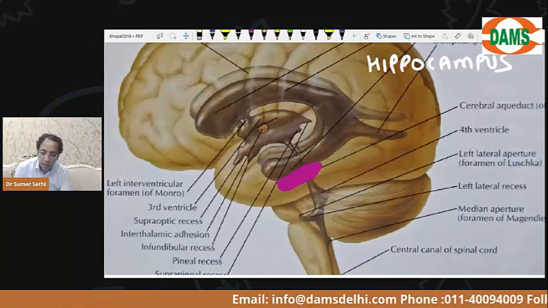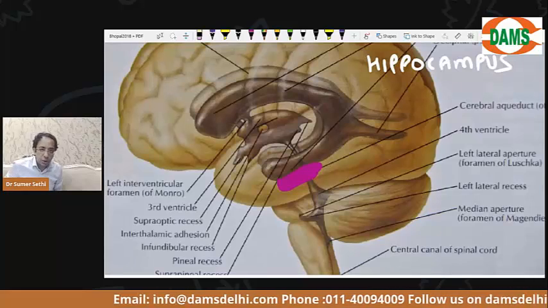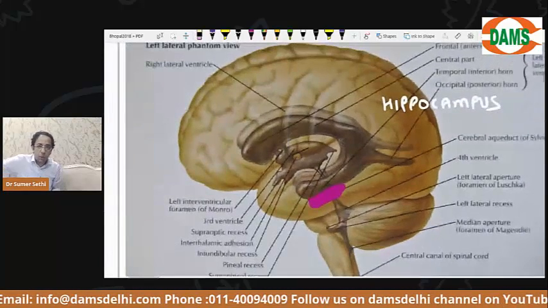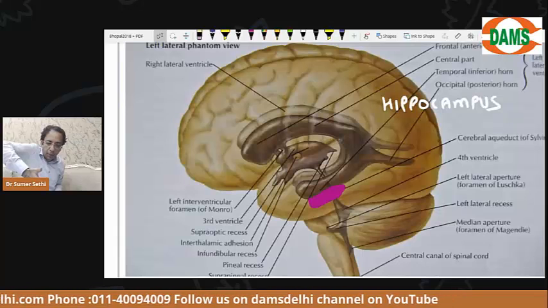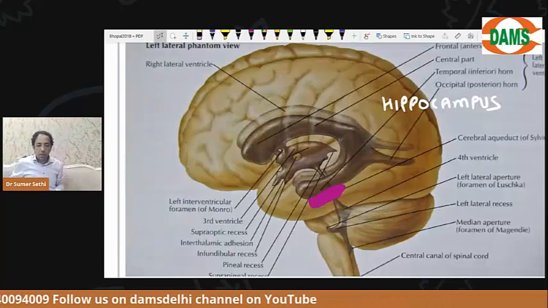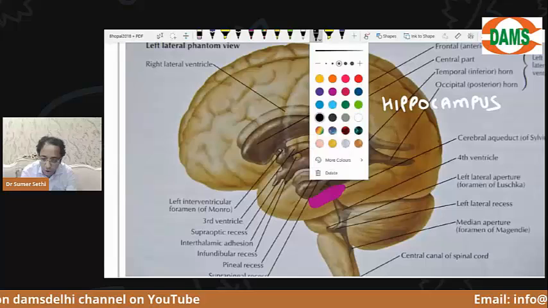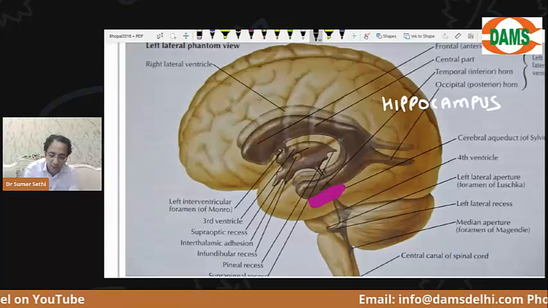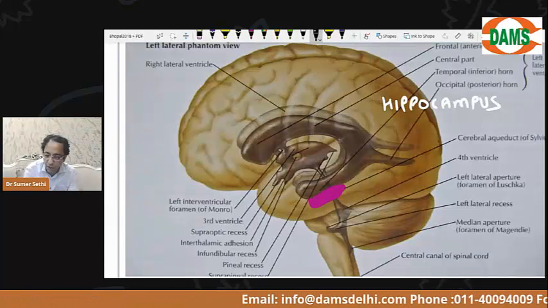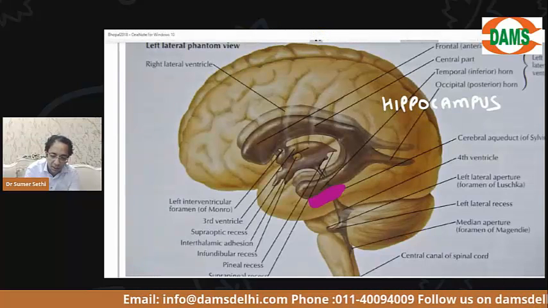Remember? So that pink colored structure that I've drawn here is your hippocampus. Hippocampus is obliquely placed in your brain like this. Okay? Now, let's see, any of you can answer my question, but just to finish off, because otherwise this point will be left.